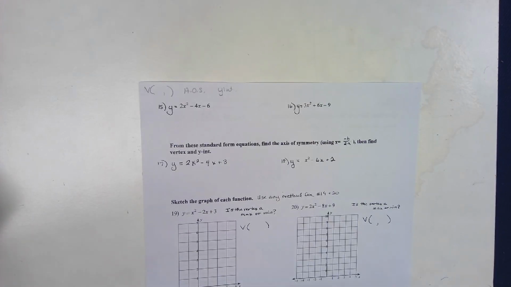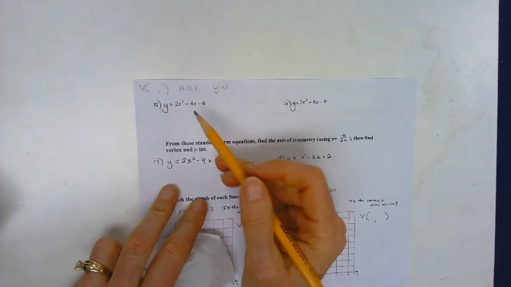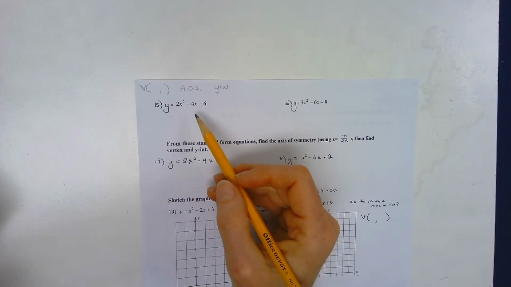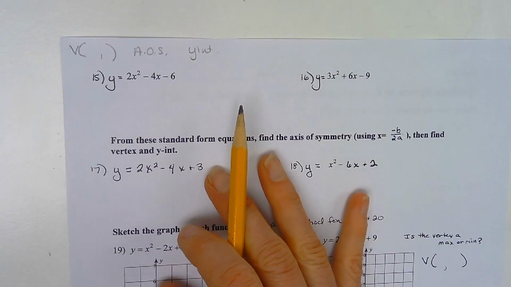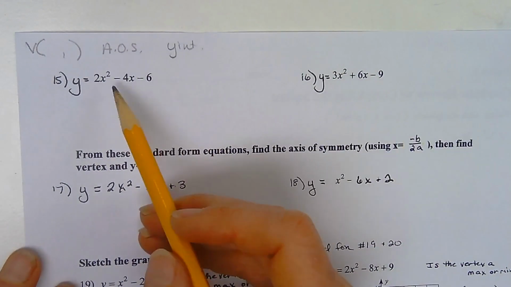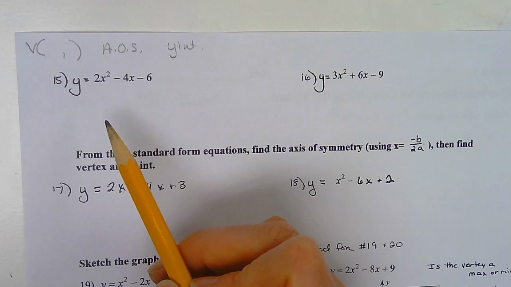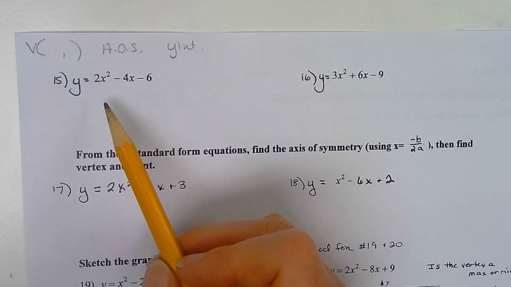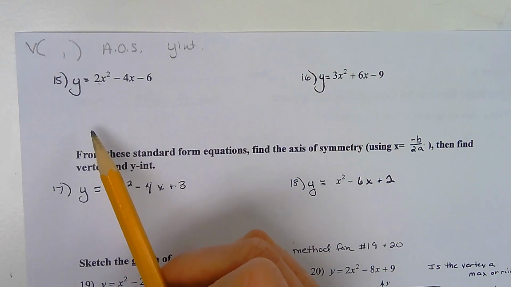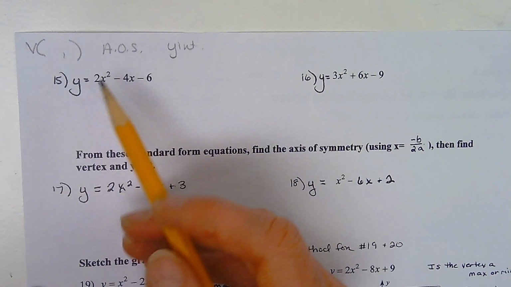Okay, so part 2, number 15. I'm going to complete the square to put this into vertex form, but remember, you cannot use this method of completing the square unless the leading coefficient is 1. So I'm going to need to make this leading coefficient 1. How am I going to do that? I'm going to divide everything by 2.